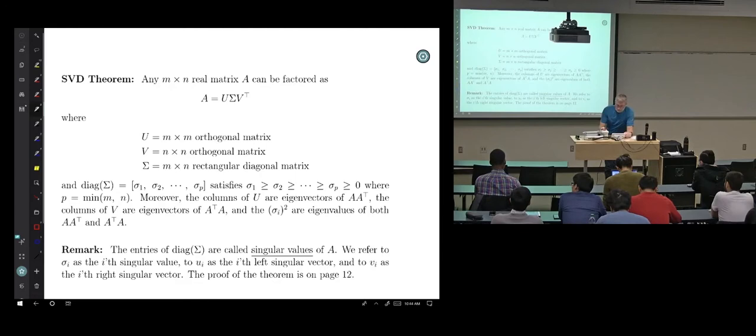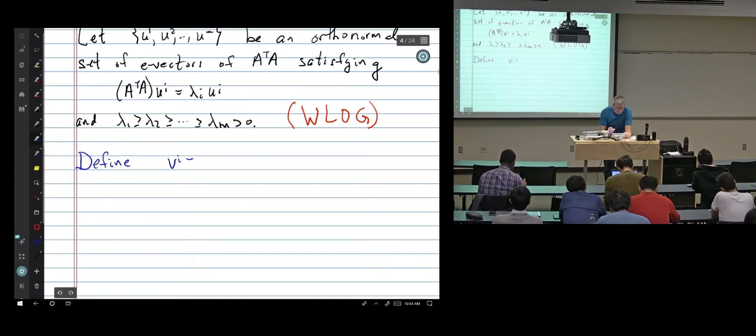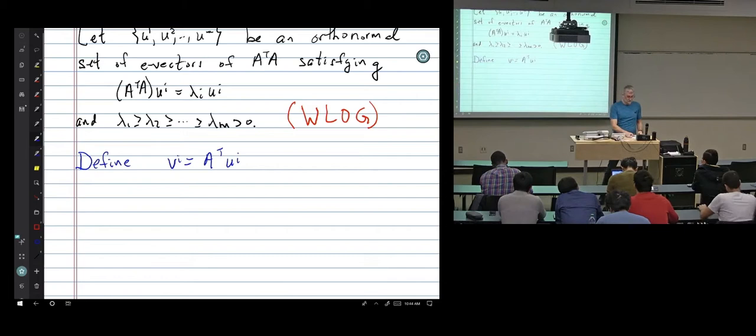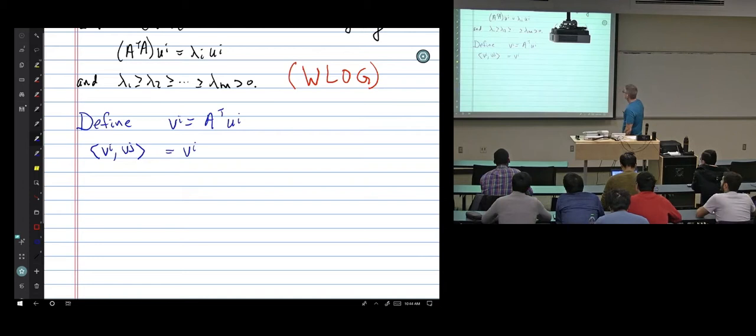I'm going to first make a guess at what the V's should be. I know the theorem tells us what they should be, but let's just do the following. Let's define VI to be A transpose times UI, and check if those vectors are orthonormal. I want to build another orthogonal matrix. So I check the inner product of these vectors: VI is A transpose times UI, and this is VI inner product VJ.